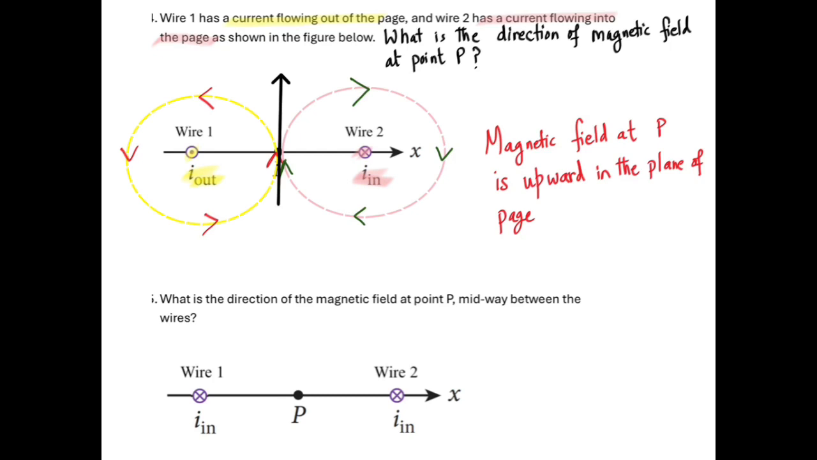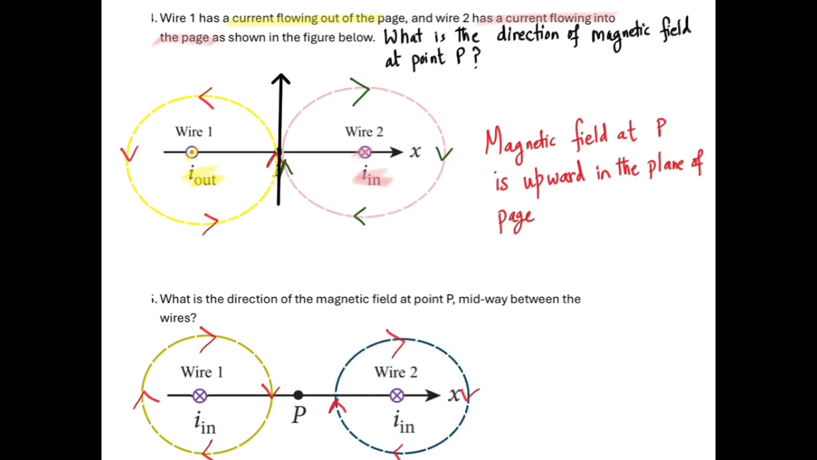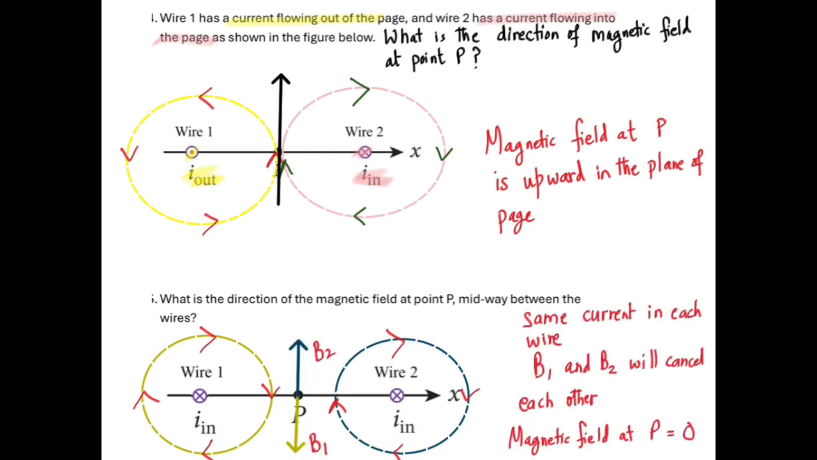The second diagram is the same thing, but you can see that both the directions of current are into the page. If we draw the circular field lines, it would appear like this. So magnetic field for wire 1 is downwards, which is B1 down. Wire 2 is upwards. They have equal current flowing through them. That means B1 and B2 would cancel each other out. That means the magnetic field at point P will be equal to 0.